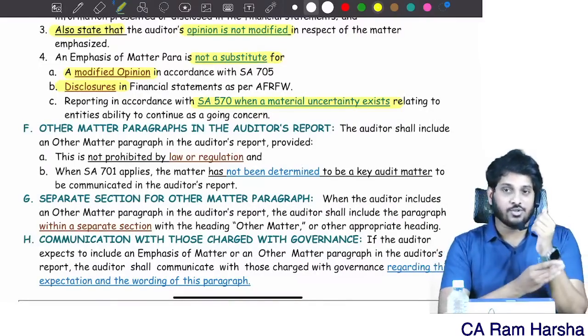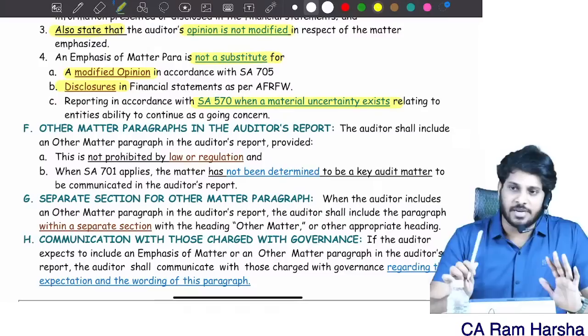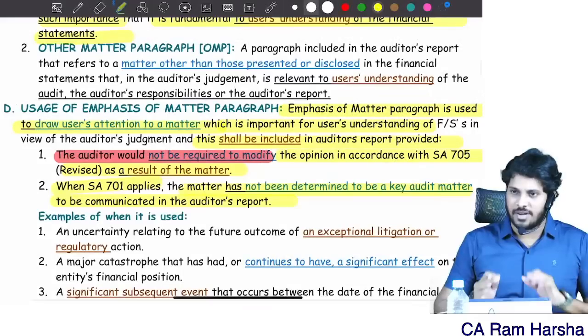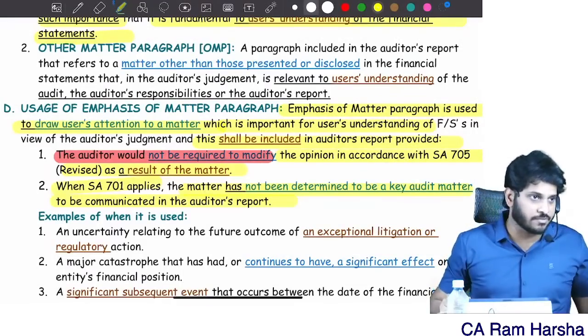So let's continue the discussion on 706. Emphasis of matter paragraph is completed, and now we have to discuss other matter paragraph. So what is other matter paragraph? You see the definition. There is only a slight modification between emphasis and other matter paragraph in terms of definition, but the concept is extremely different.